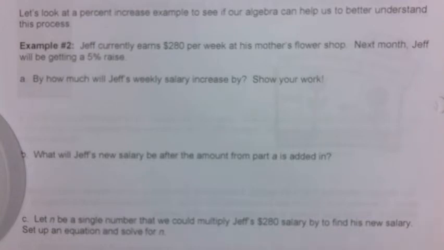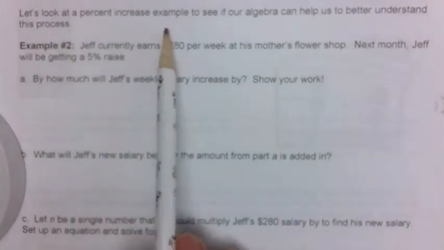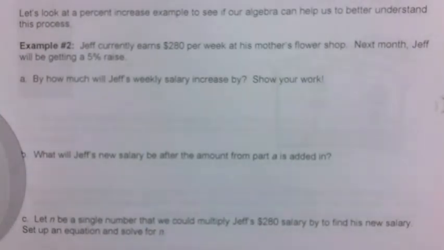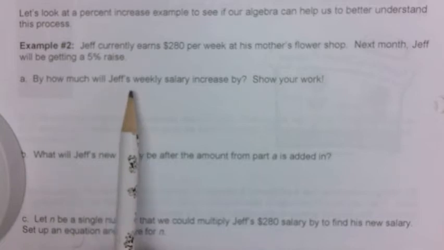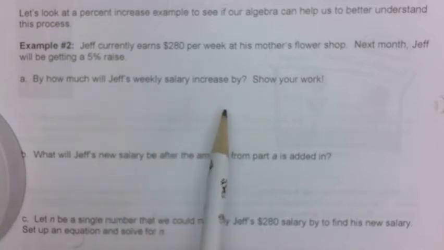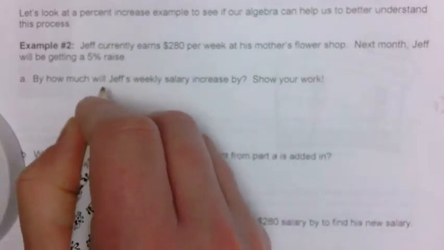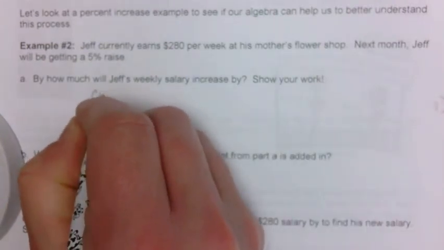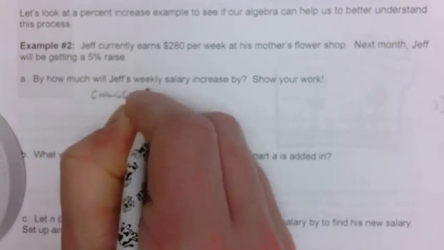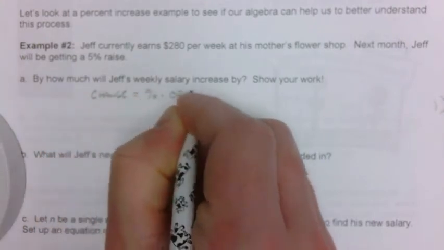So now that we understand how to factor, let's look at a percent increase example to see if our algebra can help us to better understand our process. Example 2: Jeff currently earns $280 per week at his mother's flower shop. Next month, Jeff will be getting a 5% raise. Question A asks, by how much will Jeff's weekly salary increase? Show your work. We can start out by writing our percent change equation, which says that change is equal to a percent times the original amount.